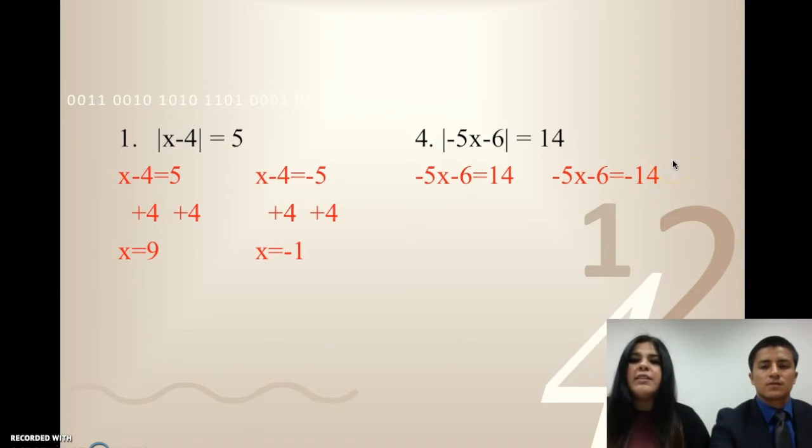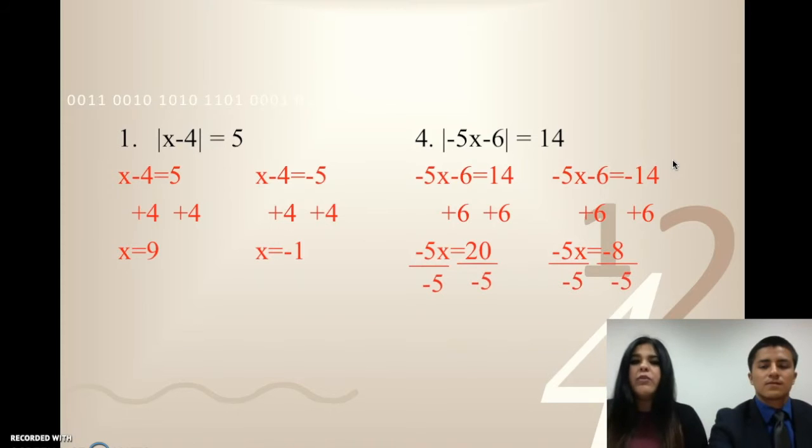From this, we add 6 to both sides in order to isolate the variable like we've reviewed before. And we get negative 5x equals 20 and negative 5x equals negative 8. Again, like we've done before in the past, now we divide by negative 5 both of these equations, and we will get x equals negative 4 and x equals 8 over 5.